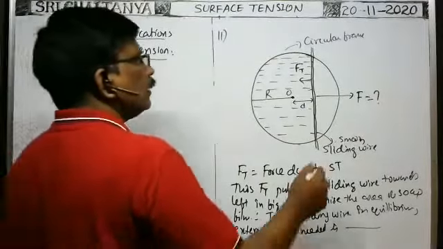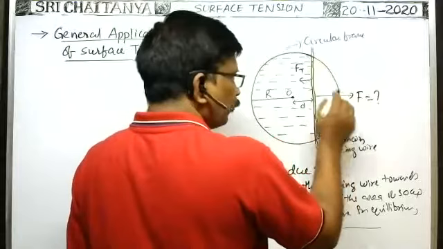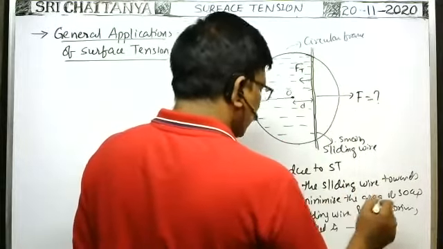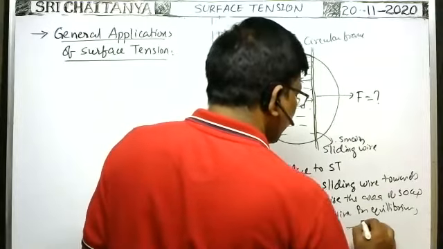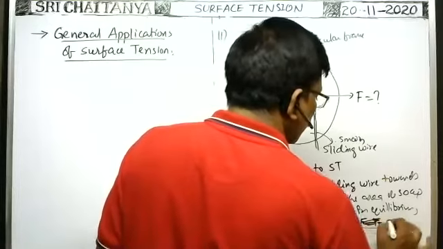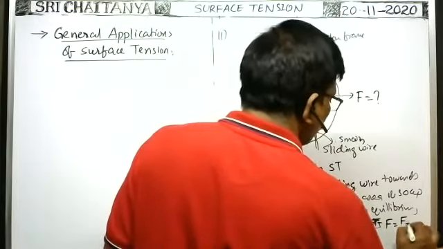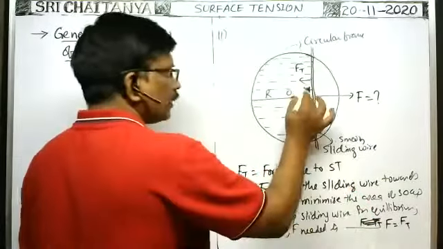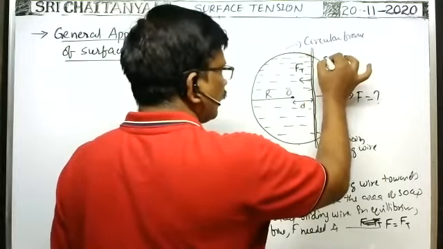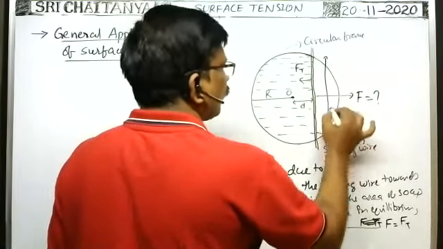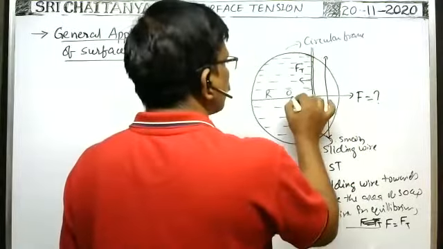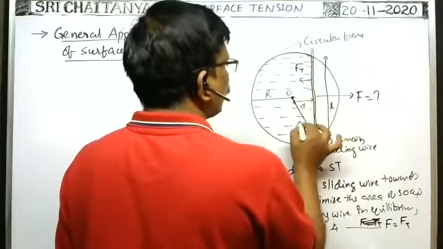In order to find the force needed to keep the sliding wire in equilibrium, the force needed F is equal to the force due to surface tension. Force due to surface tension acts on the sliding wire, so we need the length of the sliding wire in contact with the liquid film. Suppose it is equal to capital R.